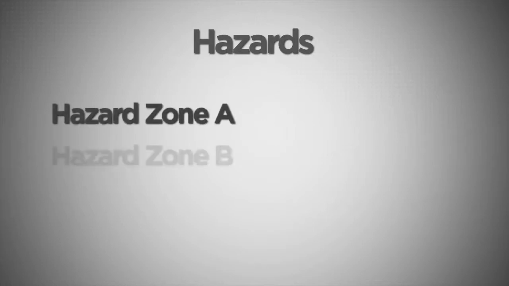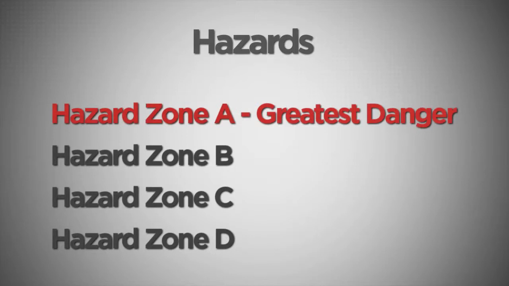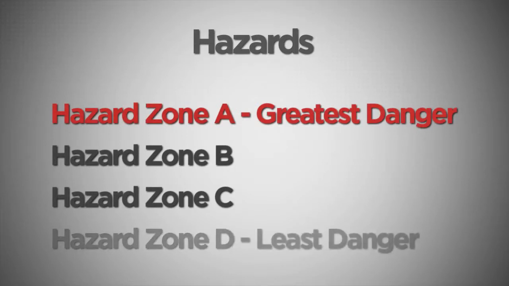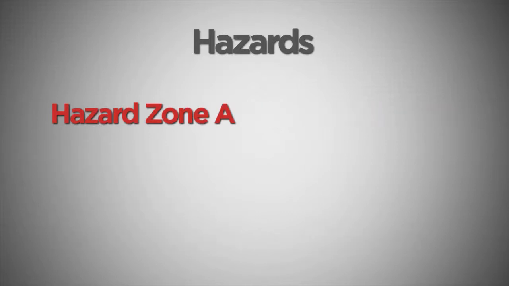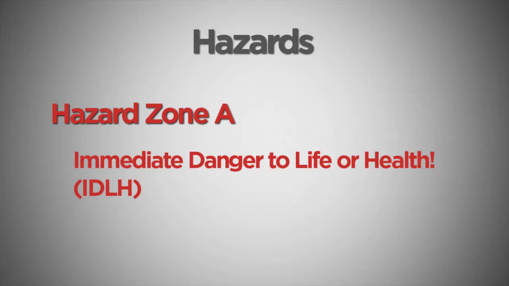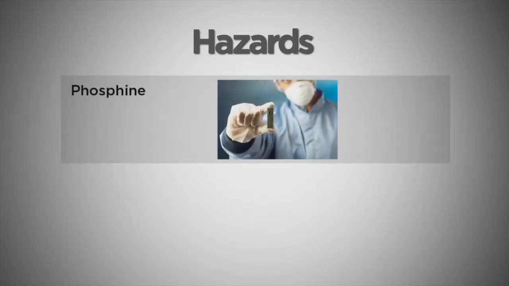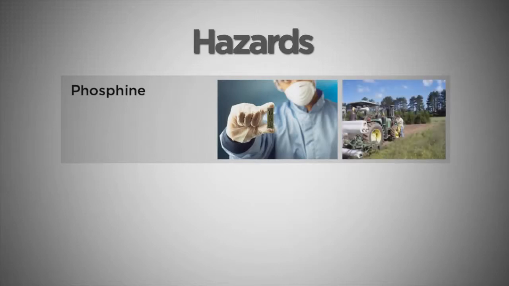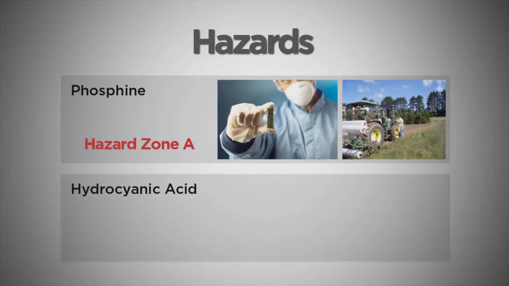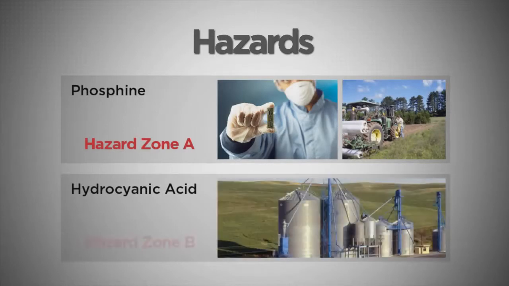In addition to assigning packing groups, a poison may also be assigned a hazard zone based on the inhalation of vapors. The hazard zone includes zones A, B, C, and D, with Zone A posing the greatest danger and Zone D posing the least danger. Zone A inhalation hazards are also known as immediate danger to life or health, or IDLH. Examples of inhalation hazard materials include phosphine, used in the semiconductor industry and as a fumigant in farming, is a hazard zone A material, and hydrocyanic acid, also used as a fumigant, is a hazard zone B material.